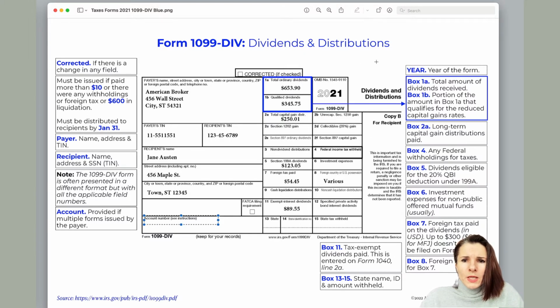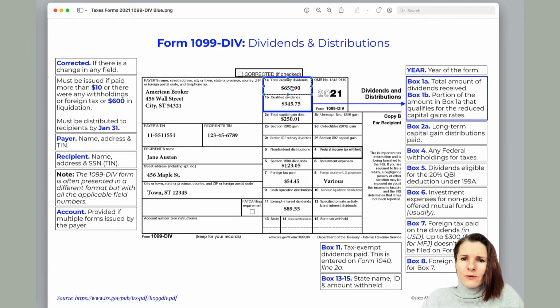So the year of the form, we have it here for all the forms. Then, box 1A, here you have the total ordinary dividends. And then in box 1B, we have qualified dividends. The difference between them is that some of the dividends in box 1B are actually part of the dividends in box 1A, but they're taxed differently.